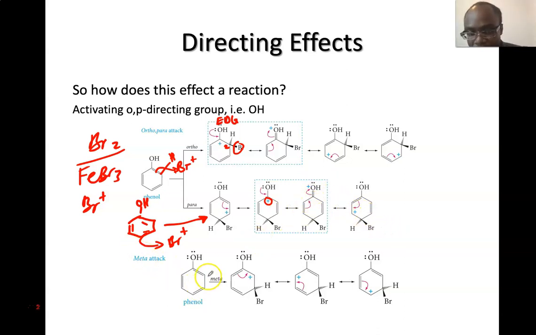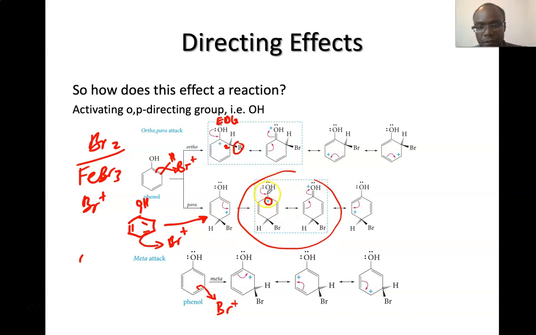So if you decide to do meta substitution, so let's say you want to put the bromine here, which is wrong whenever you have electron donating groups. If you do meta substitution, you put the bromine here, you'll never see the plus sign on these resonance contributing structures on the same carbon as the electron donating group. The plus sign is not on the same carbon as the electron donating group like we saw here. You see the plus sign here, it's next to the electron donating group. You don't see that situation here. So again, it's emphasizing that whenever you have electron donating groups, you expect ortho-para products.